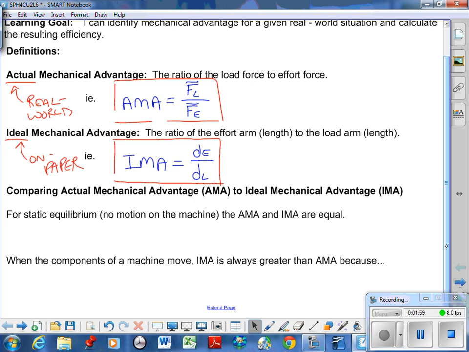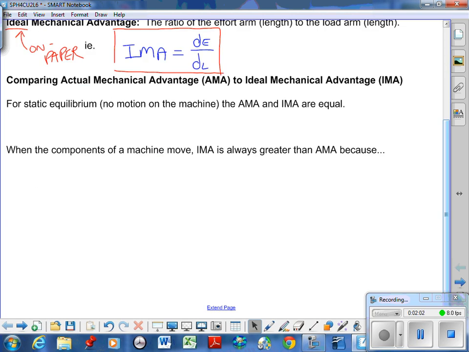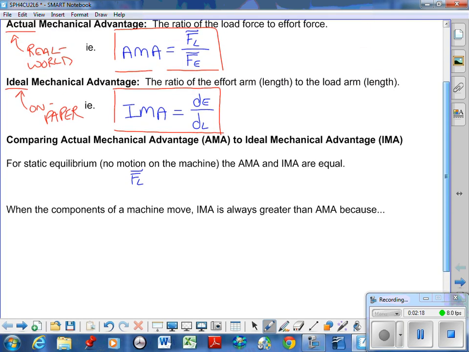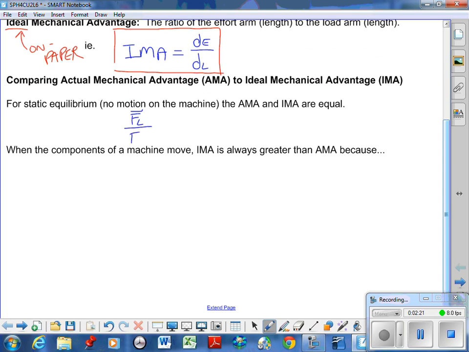So sliding down here, I'm going to extend my page a bit. Comparing actual mechanical advantage to ideal. For static equilibrium, that means nothing on this machine is moving, the AMA and the IMA are equal, which would mean that FL divided by FE is equal to dE over dL. Now you don't have to copy this down, but if I cross multiply, FL times dL equals FE times dE.